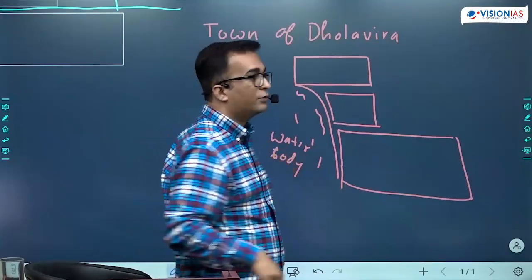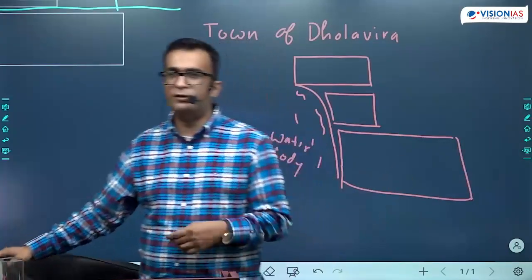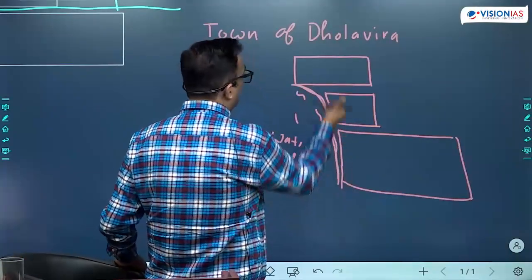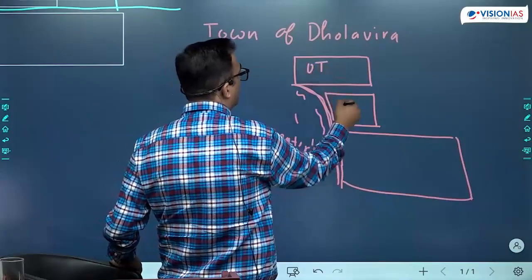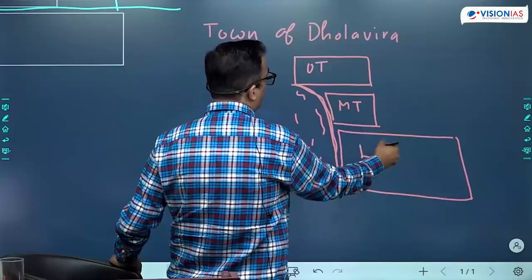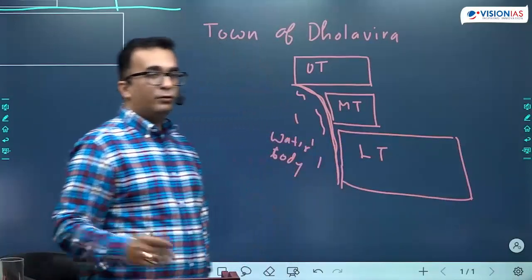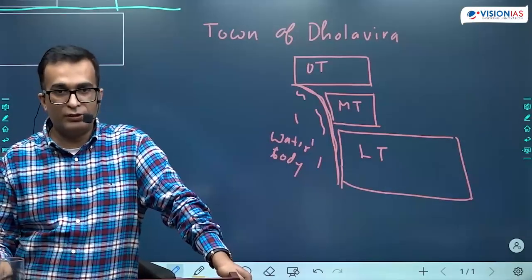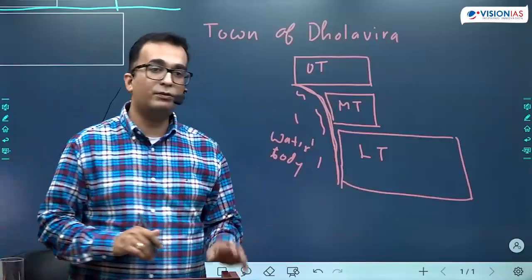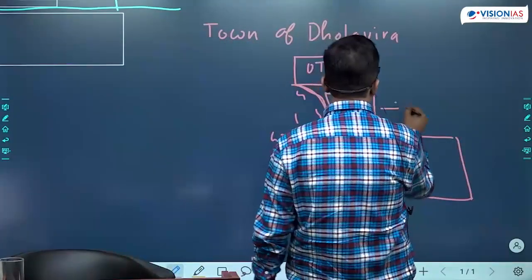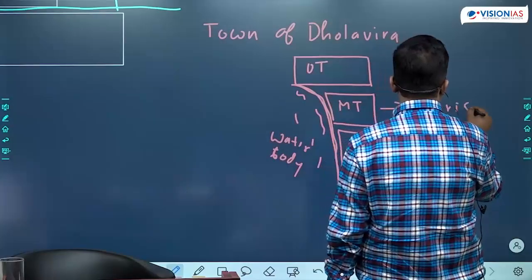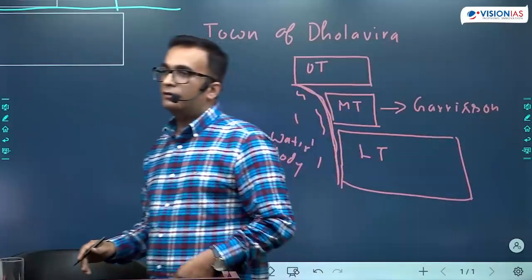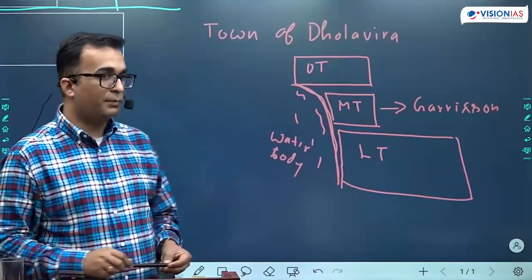Moreover, Dholavira was closer to a water body. So the shape of the town looks like this: here there is a water body, and here upper town, this is middle town, and this is the lower town. We mentioned the purpose of upper and lower town: upper town was administrative area, lower town was habitation. What about middle town? It was a garrison town, meaning that guards of Dholavira used to stay in the middle part of the town.